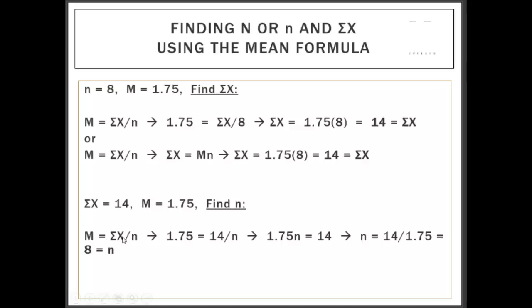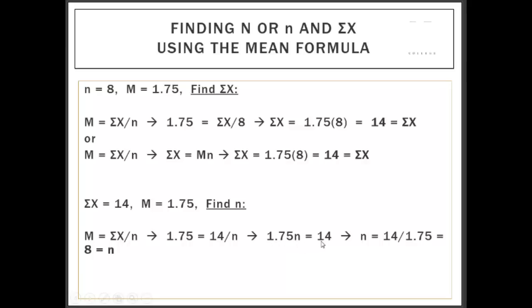So you start off with the mean formula, you replace the mean with what the mean is, 1.75. Replace sum of x with what the sum of x is, because we know it already, 14, and then divided by that variable n that we don't know yet. So then the first thing I want to do is get rid of the fraction. So I'm going to multiply both sides by n. You end up with 1.75n equals 14.